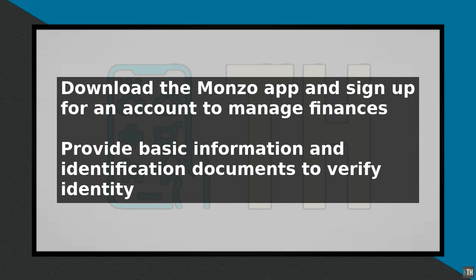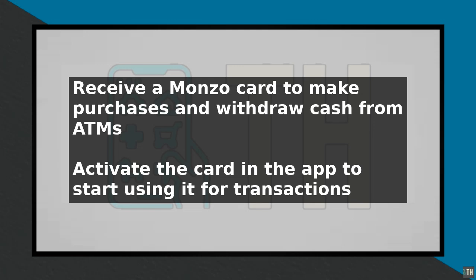After you have signed up, you will receive a Monzo card in the mail, which you can use to make purchases and withdraw cash from ATMs. To activate your card, open the Monzo app and go to the card section, where you will find the option to activate your card.